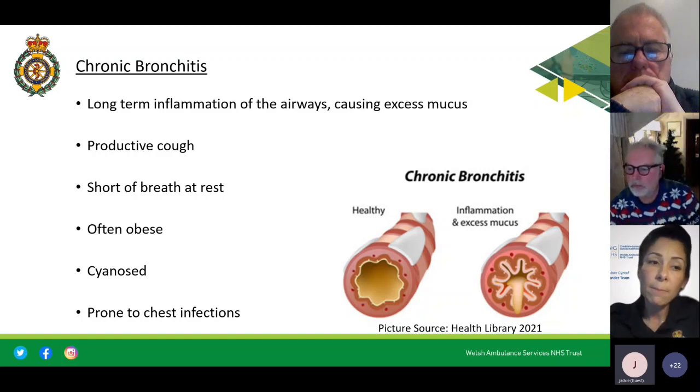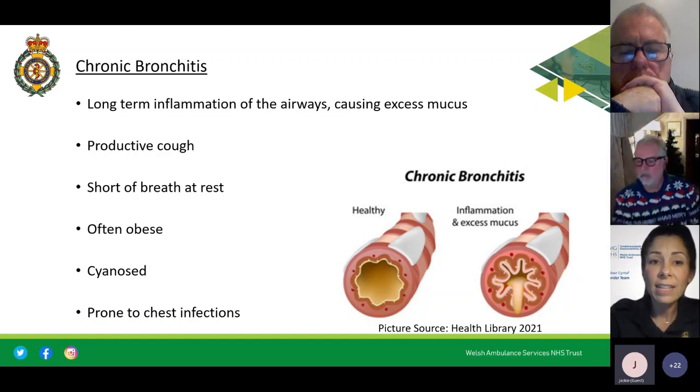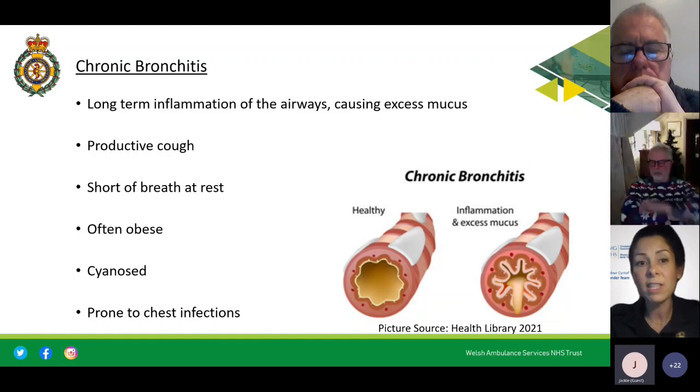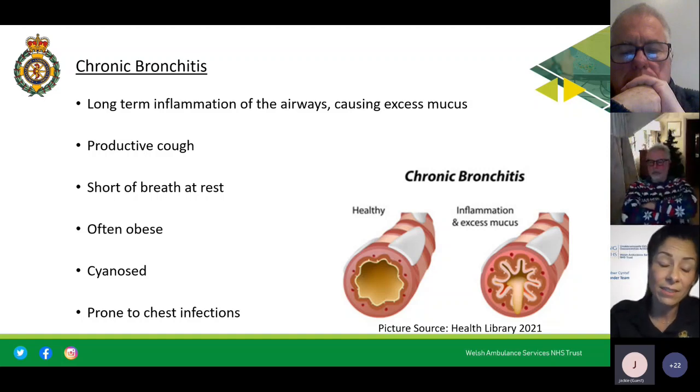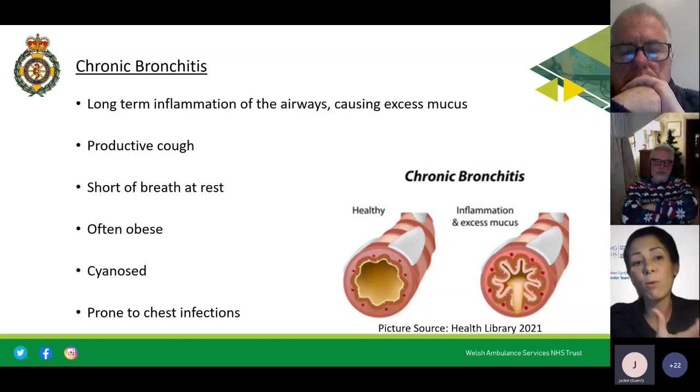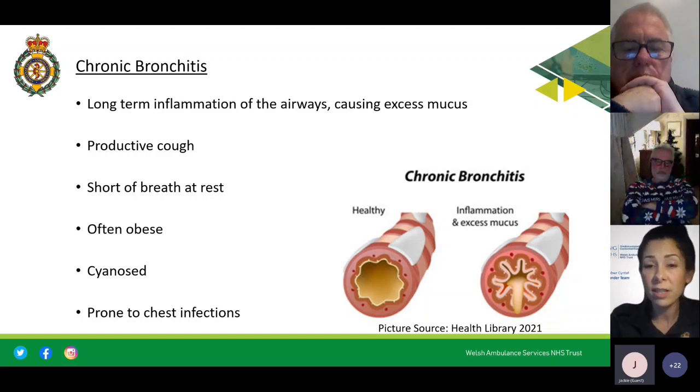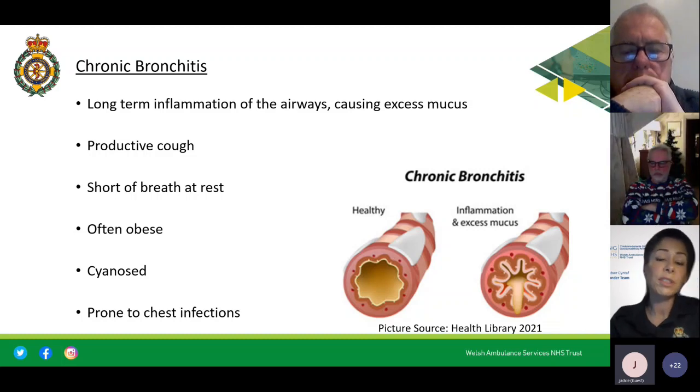Also, it says here that they're often obese. The reason for that is that because they're short of breath, they find it difficult to do things like exercise, difficult to do things like walking up and down stairs, and therefore tend to have a more sedentary lifestyle and tend to then find difficulty losing weight. Because of that reduced oxygen intake, they also tend to have cyanosis as well.